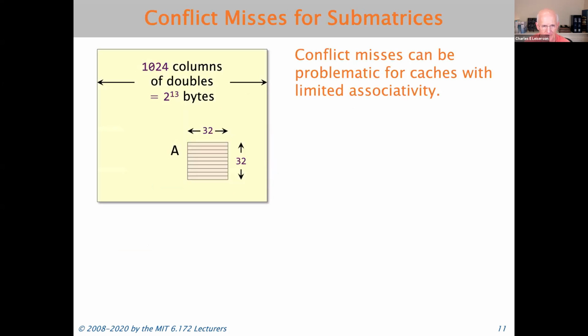Okay. So for serial code, conflict misses, as I mentioned, are the real bugaboo. So let's take a look at some of the issues that can arise. In particular, they often arise when you're caching submatrices of a matrix. Now we've written a bunch of code.